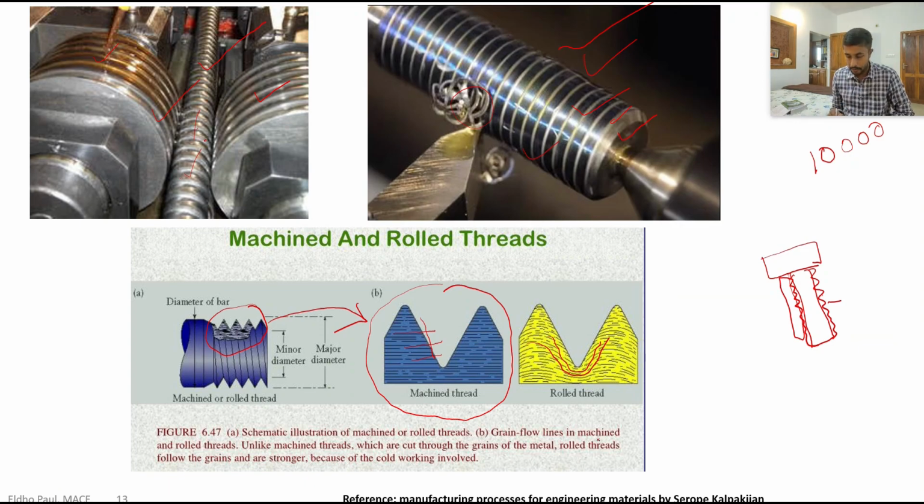The grain flow lines in machined and rolled threads differ: unlike machined threads, which cut through the grains of the metal, rolled threads follow the grains and are stronger because of the cold working involved. So this type of grain structure will be stronger than that type, or we can say the threaded bolt made with the rolling process has higher strength than the threaded bolt made with the machining operation.